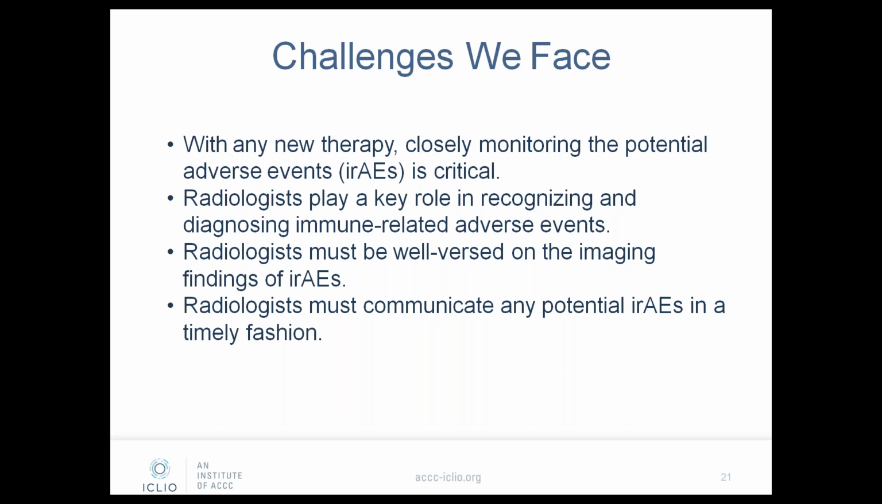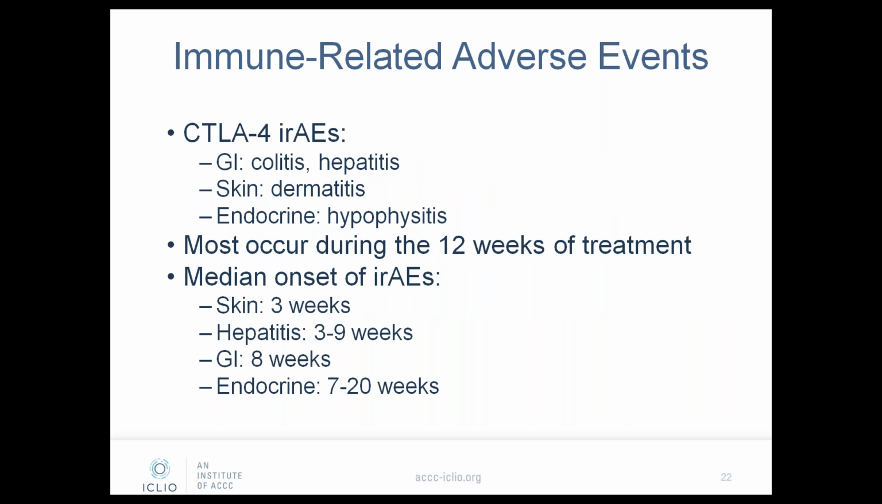Next slide. I'll review briefly some of the immune-related adverse events that are more common, especially with ipilimumab. We see colitis, hepatitis, dermatitis, and some endocrine disorders, specifically hypophysitis. And most of them occur during the 12 weeks of treatment. And it's helpful to know what the median onset time of these adverse events is so that you can be well aware of them depending on the timing of the study. So we typically see the skin-related issues earlier than, say, the endocrine issues.